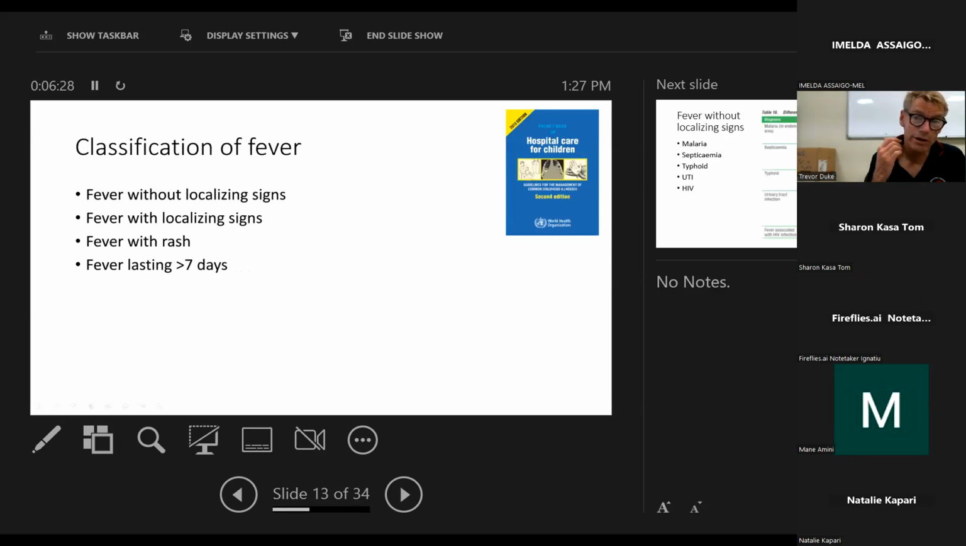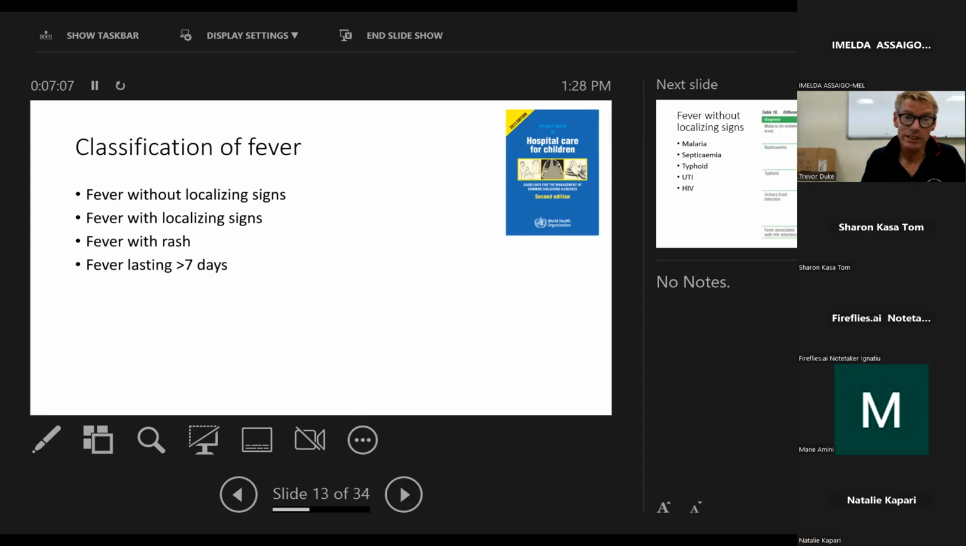Okay. Now WHO has a very good way of classifying fever, and we've talked about this in the hospital care for children training program. I think it's useful when we are teaching people about fever to think about fever with localizing signs, fever without localizing signs, fever with rash, and fever lasting more than 7 days. They're 4 groups, and there's quite a bit of overlap between them. Some fevers can last for more than 7 days, but the children present earlier, so there's overlap. That's all I'm saying.